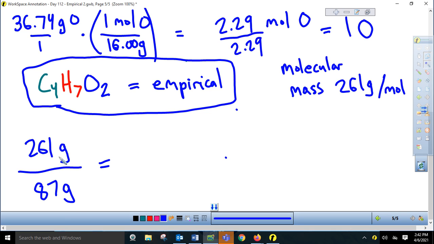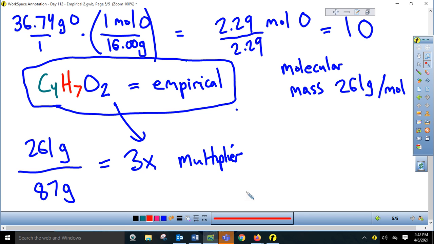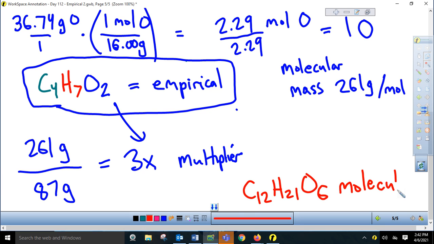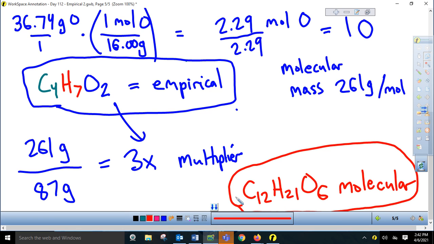When we divide the whole actual divided by the empirical, it gives us what we call the multiplier. 261 divided by 87 is about 3x. So this is our multiplier. So what would the actual chemical formula be? We're going to triple the empirical formula. We're going to make it 3 times heavier. So if we triple it, the chemical formula of the actual molecule is going to be C12H21O6. And there you go, guys. That's it. That is our chemical formula.